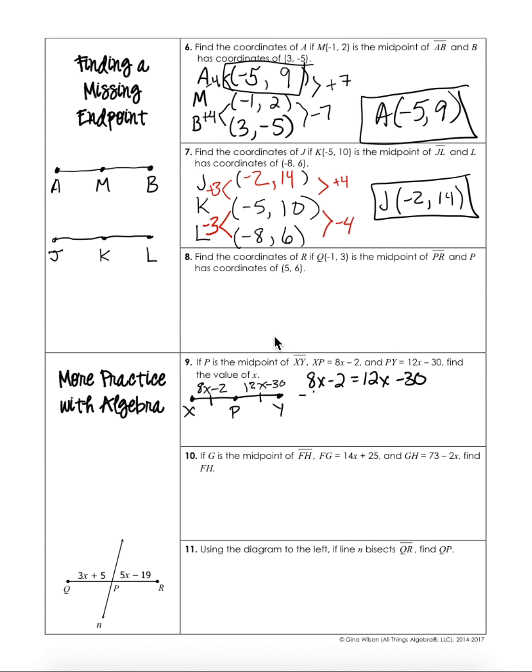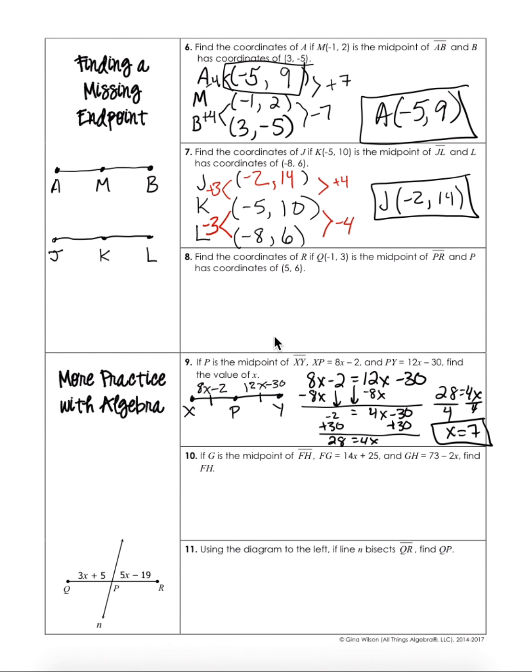First thing I'm going to do is subtract 8x from both sides to solve that. Bring down my -2, bring down my equal sign. This is 4x minus 30. Add 30 to both sides. This is going to make 28 equals 4x. Divide both sides by 4. X equals 7. So we're using that same information from our last section, where we talked about midpoints: midpoints mean it divides into 2 equal parts.